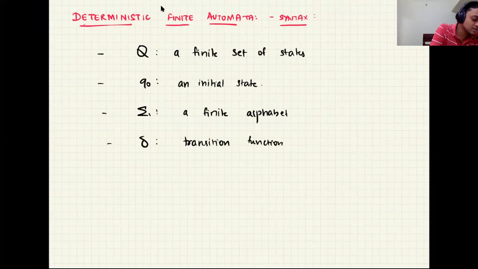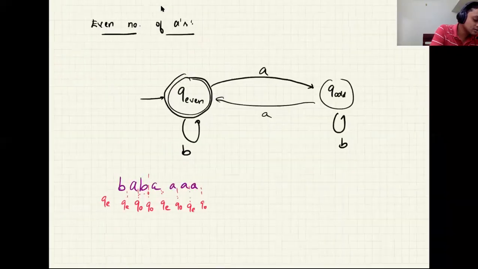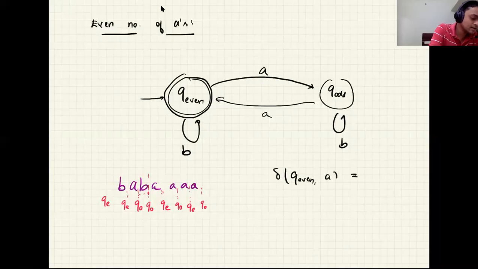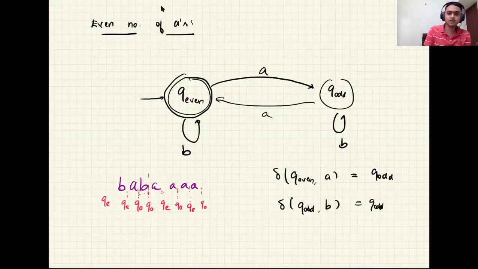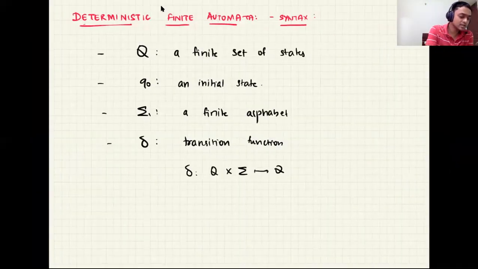So what does this delta do? It maps. That means delta of Q even, A gives me Q odd. Delta of Q odd, B gives me Q odd. So it's a transition function. That is, given a state and a letter, to which state do I go?